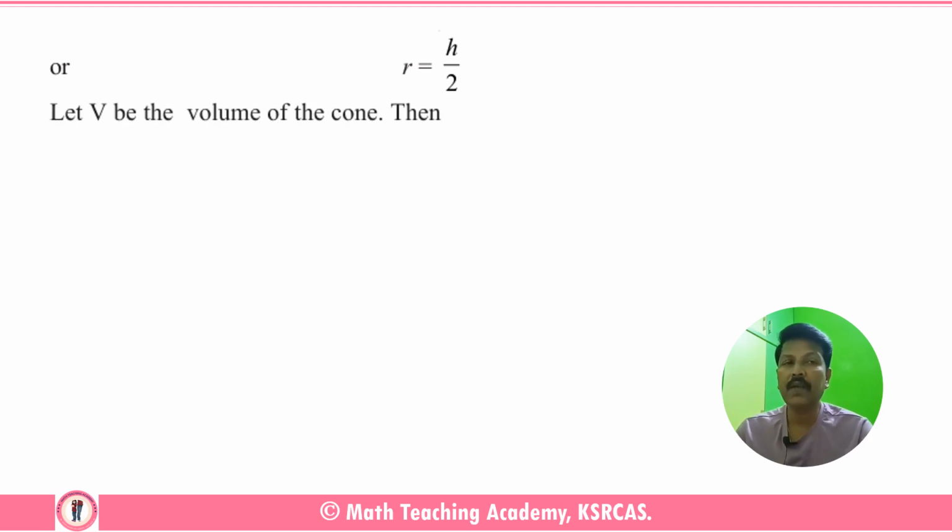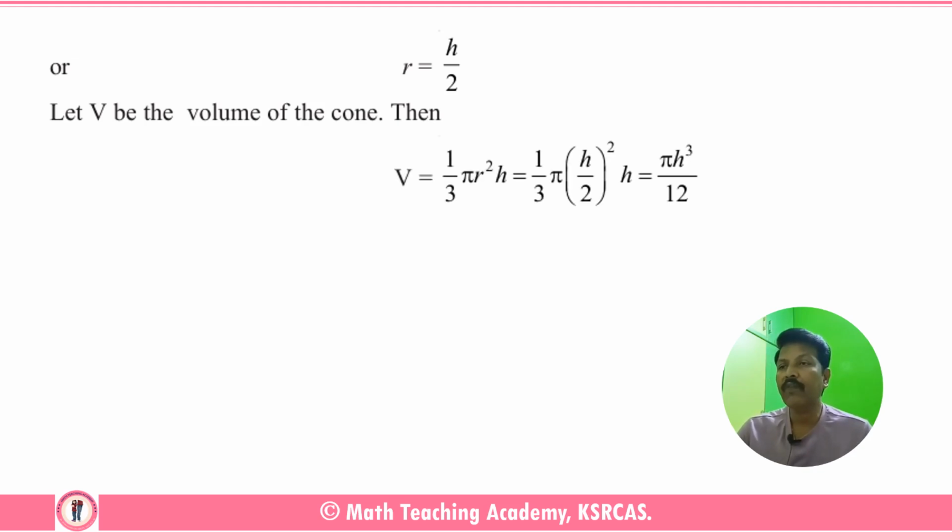Now let us take V be the volume of the cone. Then V is equal to 1 by 3 pi R squared H, because the formula to find the volume of the cone is 1 by 3 pi R squared H. In this formula, replace R by H by 2. Then we will get 1 by 3 pi into H by 2 whole squared into H. It will become pi H cube by 12. Therefore, V is equal to pi H cube by 12.